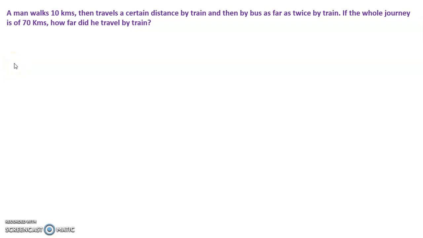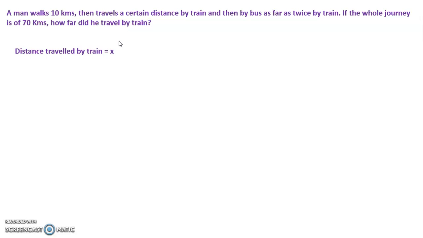A man walks 10 kilometers, then travels a certain distance by train and then by bus as far as twice by train. So here, how much distance he traveled by train, he didn't mention. A certain distance. It is not mentioned how much distance. So here we assume the distance traveled by train is x. Distance traveled by train is x.